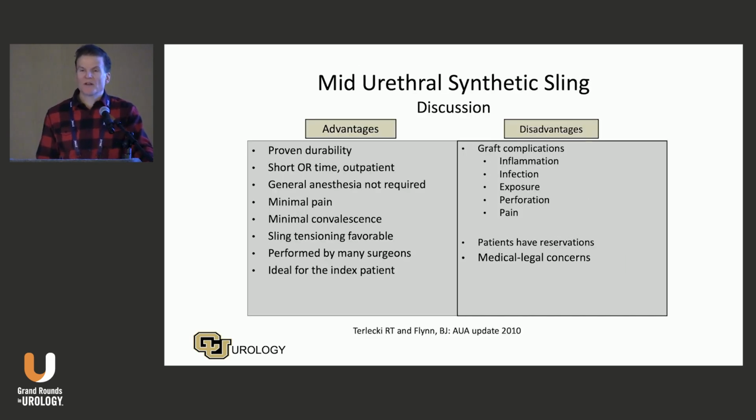So the advantages of this: proven long-term durability, maybe shorter OR time compared to an autologous sling, and shorter convalescence compared to autologous. It's ideal for the index patient, especially if they're younger, but there are still some lingering concerns about graft complications. And for some, maybe they don't do a lot of incontinence work, and they want to just keep it simple with bulking, and maybe they refer these cases.